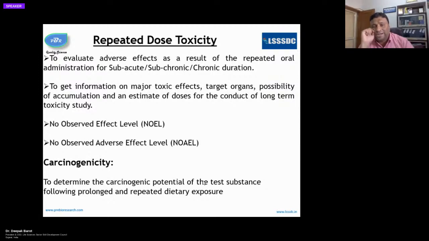Repeated dose studies are done to see the adverse effect as a result of repeated administration of the drug, either for a subacute period, a chronic period, or a subchronic period. Okay, so when you decide the dose for this, always remember you should have a no observed adverse effect level dose included in it, and a dose where you have mortality.